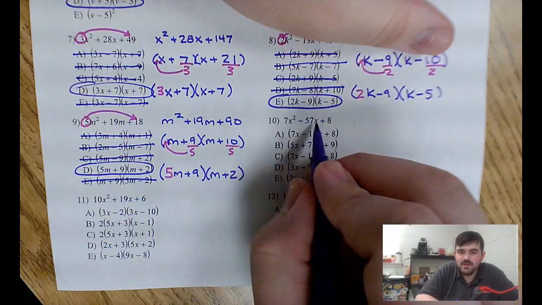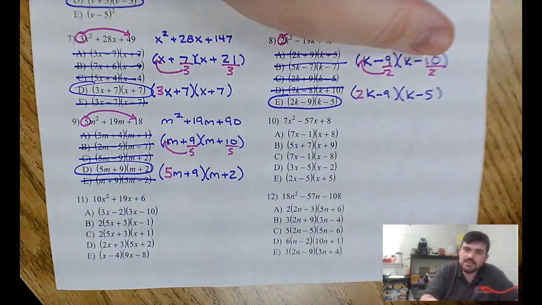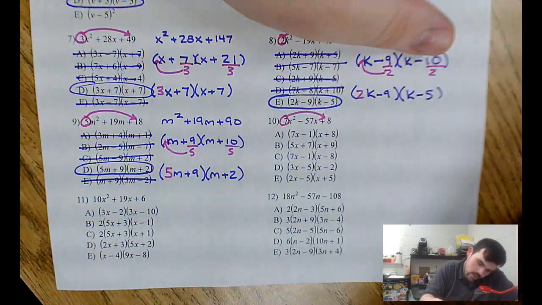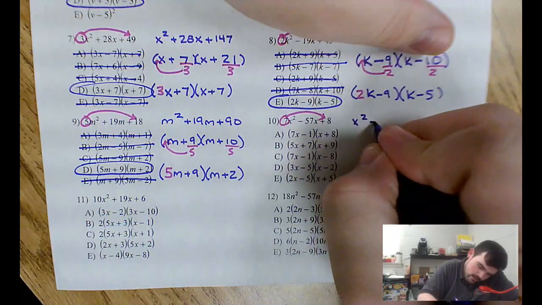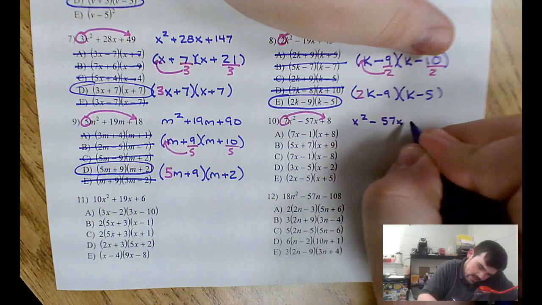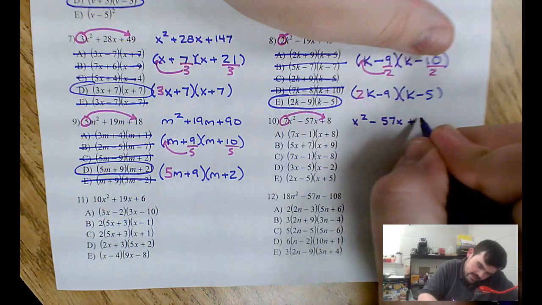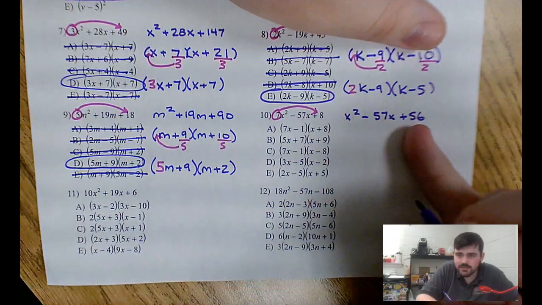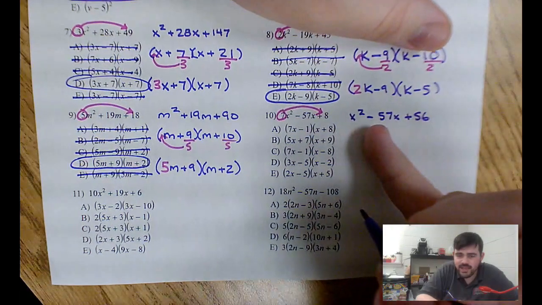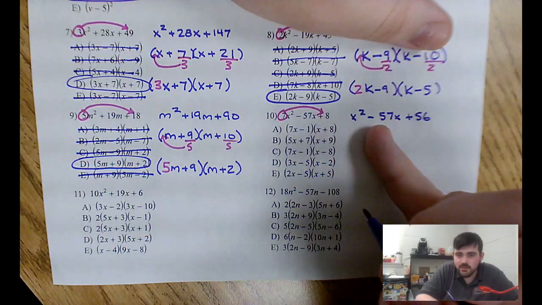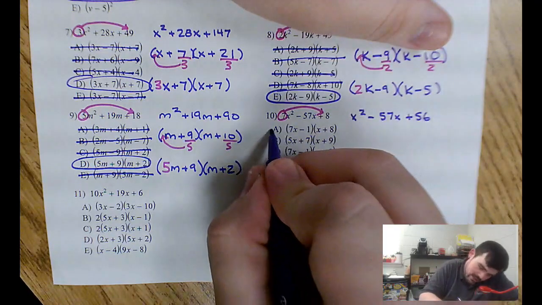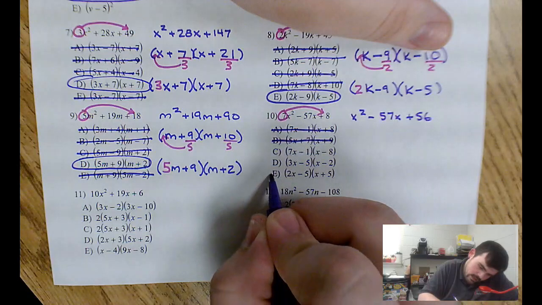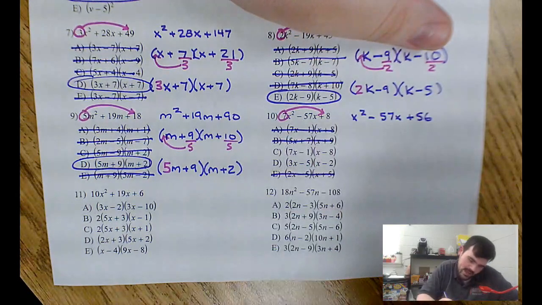Number 10, I've got 7, 57, and 8. There's no GCF. So take that 7, slide it to the back. We get x squared minus 57x, and 7 times 8 is 56. Now, I need numbers that multiply to a positive 56 and add to a negative 57. That means they're both negative, which is going to let me eliminate A and B and E. Again, they both have to be negative.